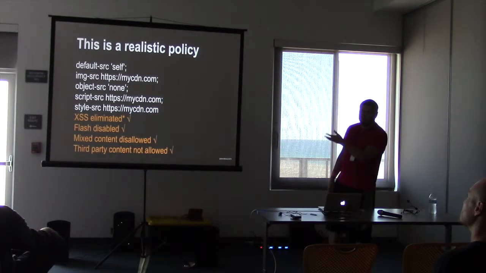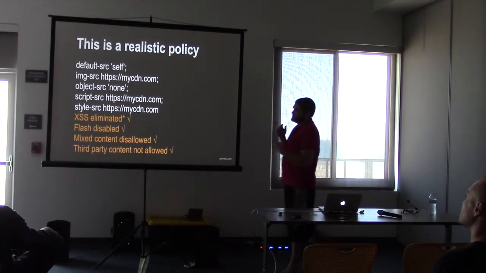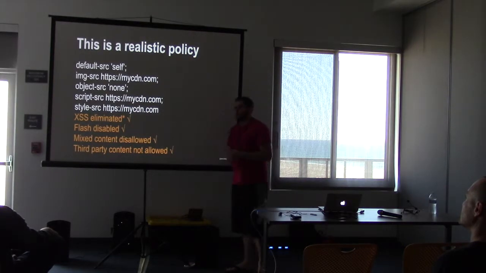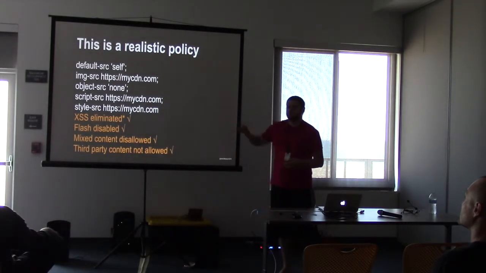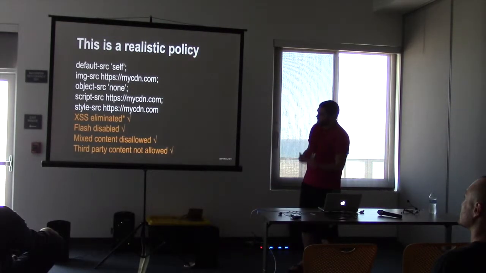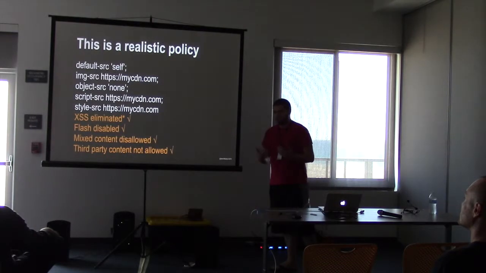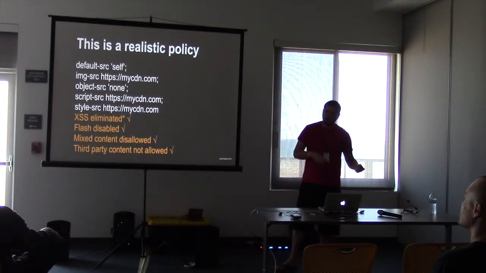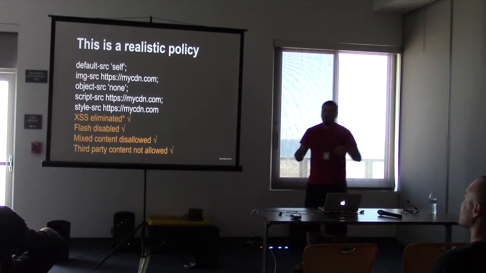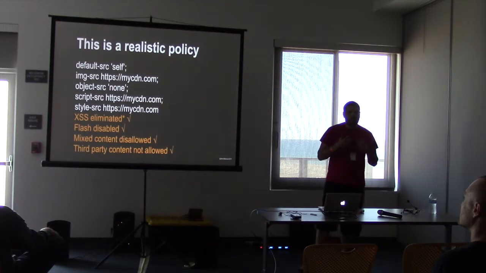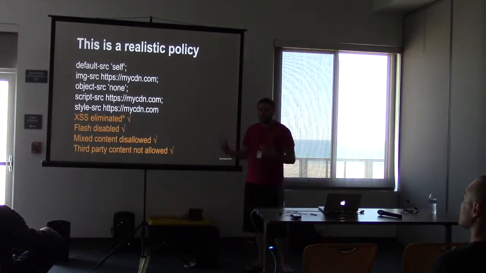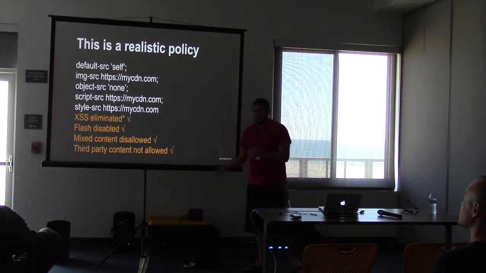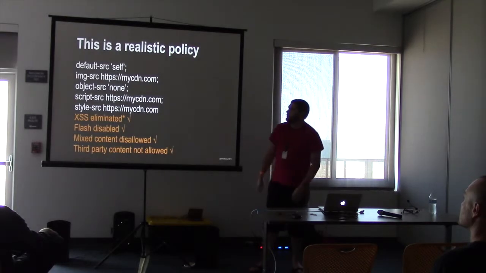This is pretty much the default policy we use. Now what does this say? Default source. Default source applies when you don't define any of the other following sources, so anything that's not defined will get that value. What does self mean? Self means same origin. What does same origin mean? The protocol, the host, and the port have to match for this resource to be loaded. And what we're building is a whitelist of things you can do, which means lots of things you can't do.